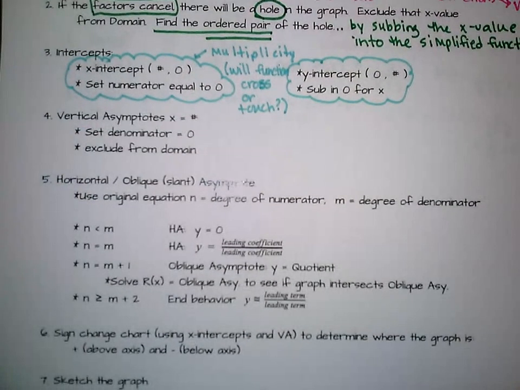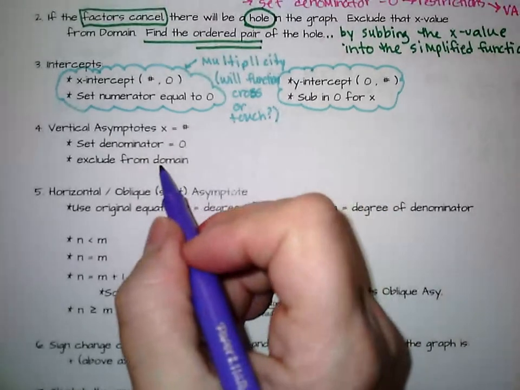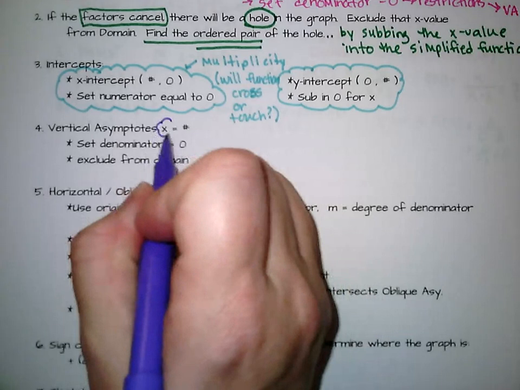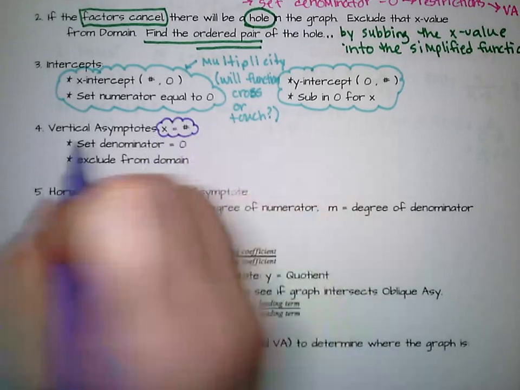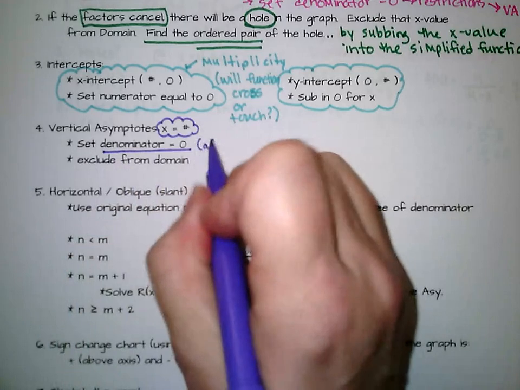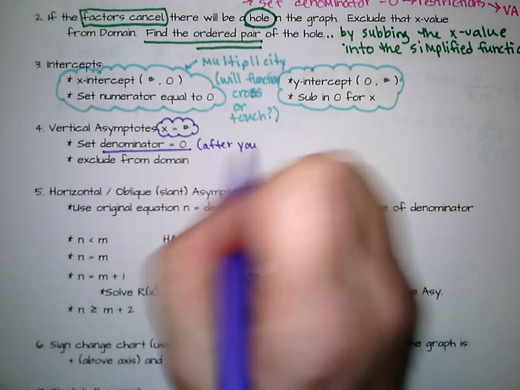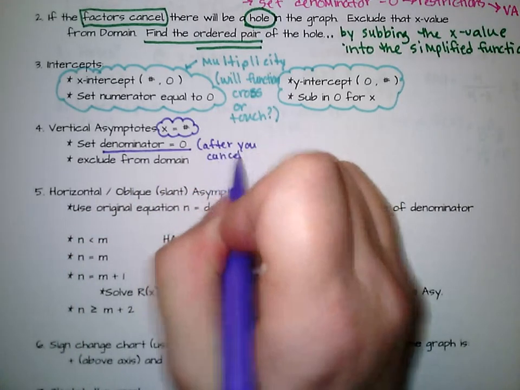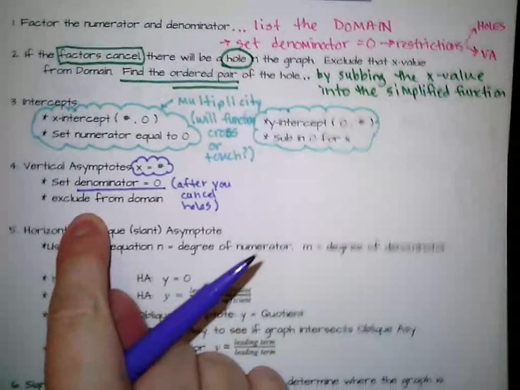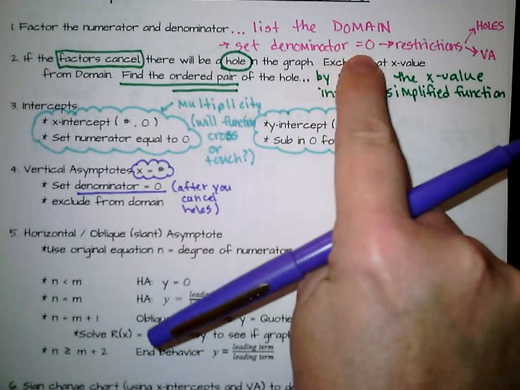Next, vertical asymptote. So the vertical asymptote also comes from the denominator after you cancel it. So vertical asymptotes have to be in that form, x equals a number. We find them by setting the denominator equal to 0, and that's after you cancel any holes. These numbers need to be excluded from the domain, which we already took care of if we did that in step 1.